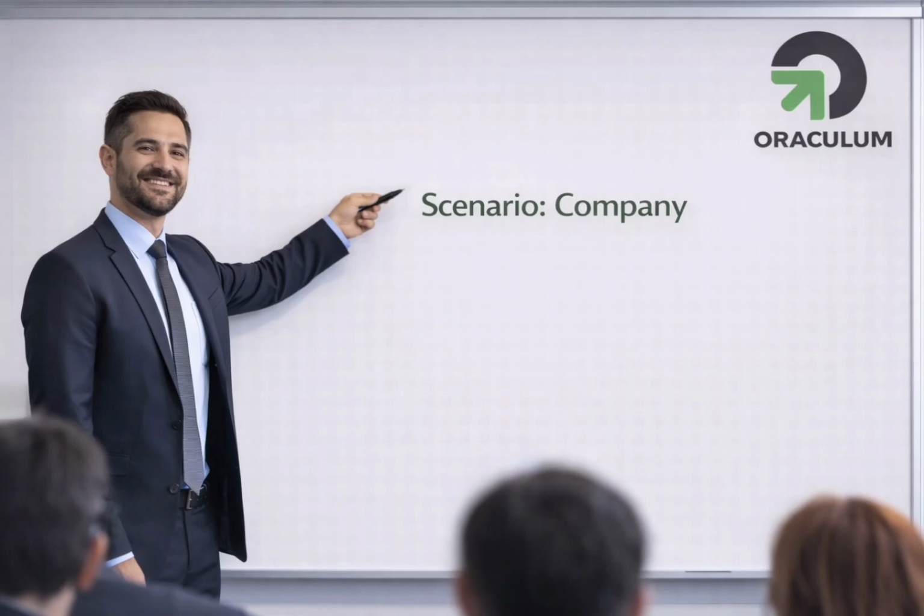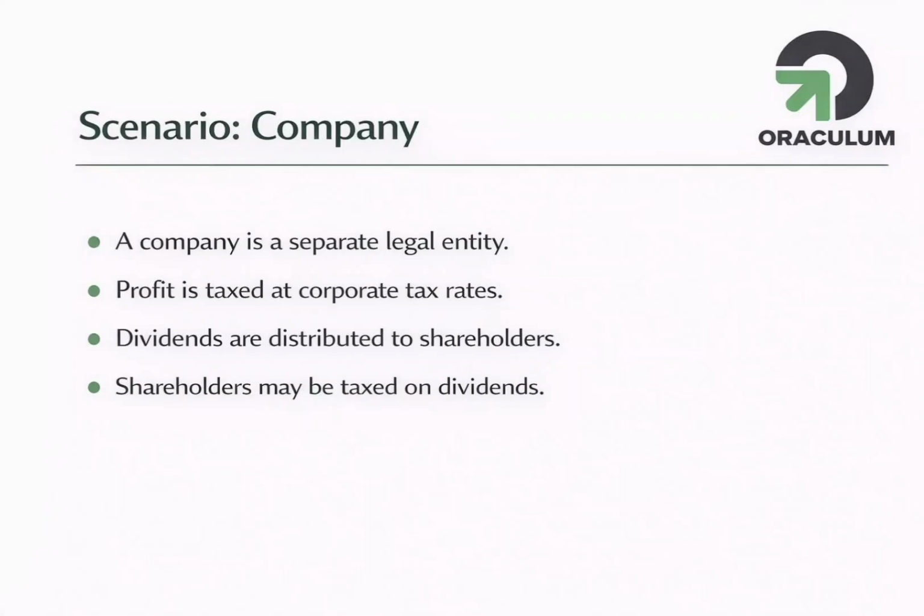Scenario: company. A company is taxed as a separate legal entity. Profit is adjusted to determine taxable income and taxed at corporate rates. Shareholders are taxed separately on dividends where applicable.